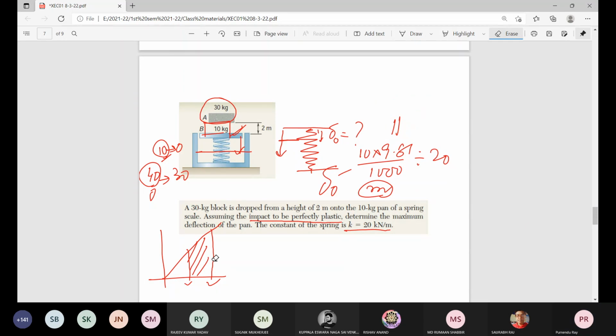Now let us clean the board to have some extra space to write.